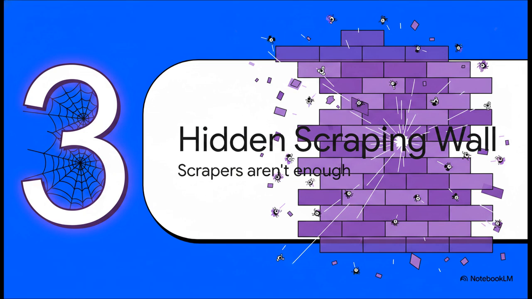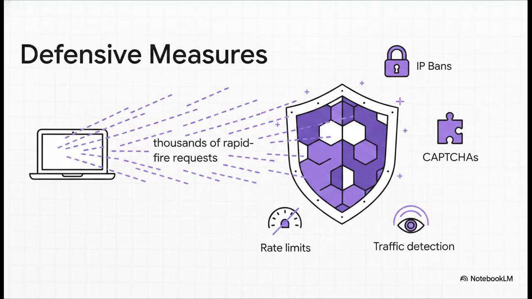Which brings us to Section 3, the hidden scraping wall, why your scraper isn't enough. Okay, so here is the major plot twist of our explainer. You could spend days setting up the absolute perfect Octoparse template or ParseHub workflow. You hit run, sit back, and feel like a total genius. But if you try to actually scrape at scale, say pulling 10,000 product listings, you are going to hit a massive brick wall. Strict websites actively and aggressively monitor incoming traffic, and modern bot detection, it's incredibly sophisticated.